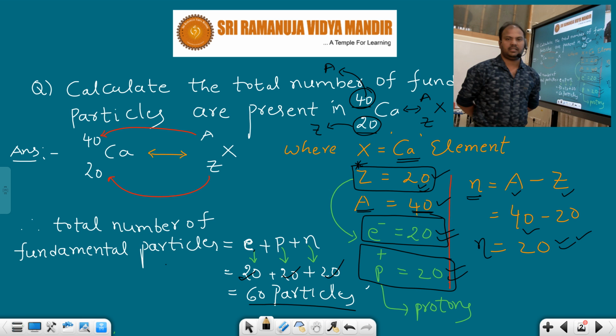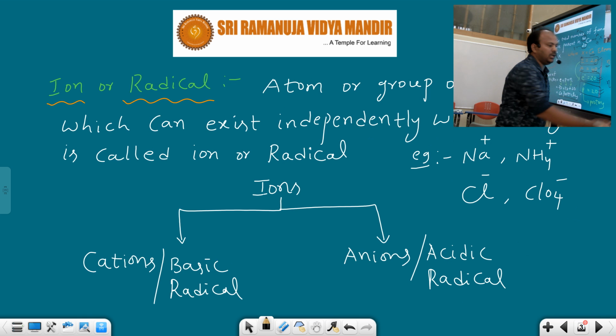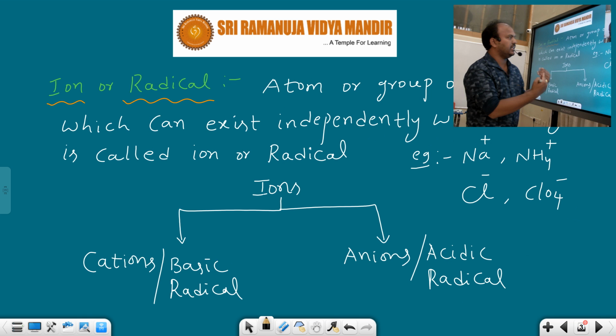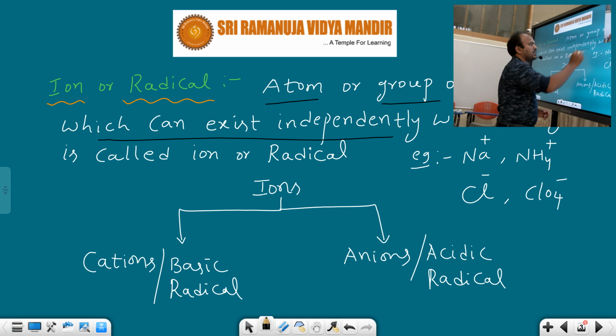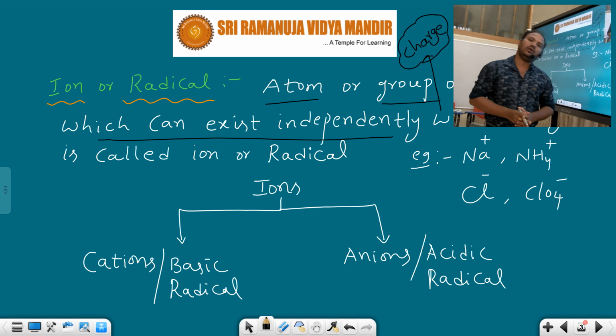So this is how to calculate the total number of fundamental particles present in the given element. Now we have to observe the ion. Ion is also called a radical. What is an ion or a radical? A radical or ion means an atom or group of atoms which can exist independently with charge. Either an atom or group of atoms which can exist independently with charge is called an ion or radical.